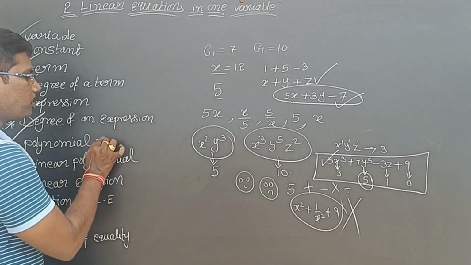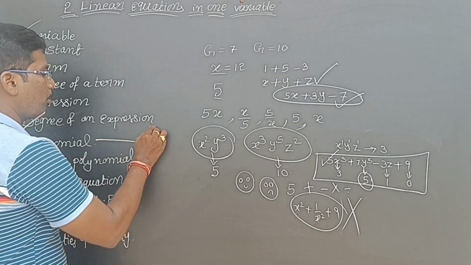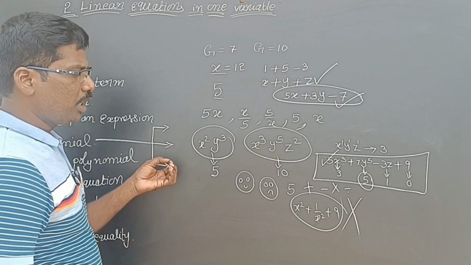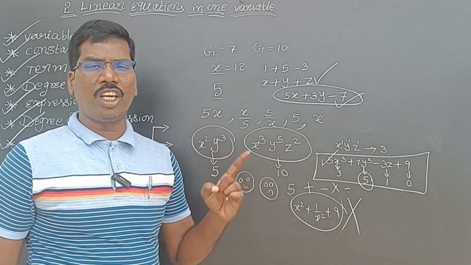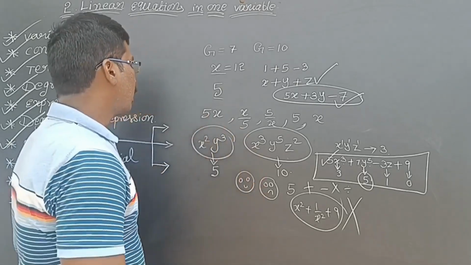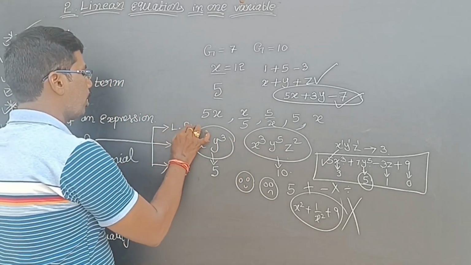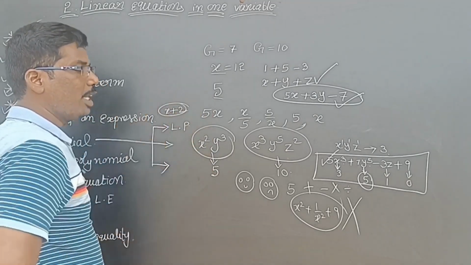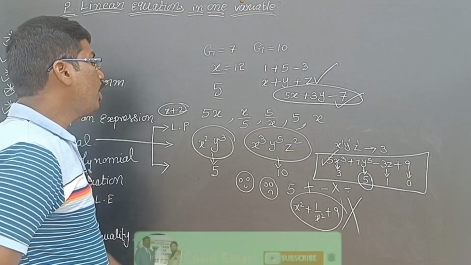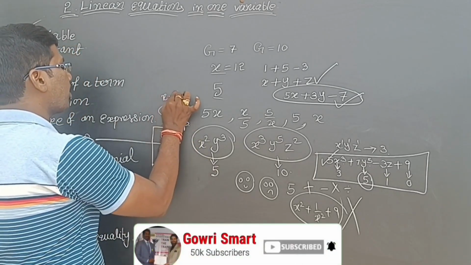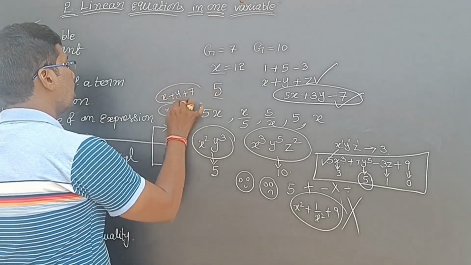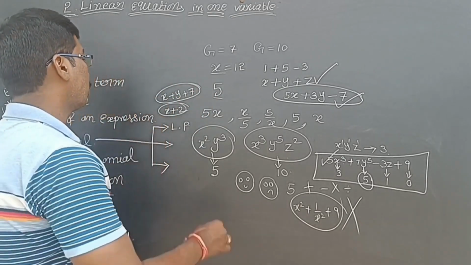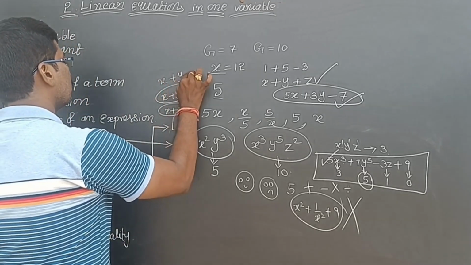Next, polynomials are of three types. A polynomial which is having degree 1 is called a linear polynomial. For example, x plus 2 is a linear polynomial in one variable. If I write x plus y plus 7, it is a linear polynomial in two variables.